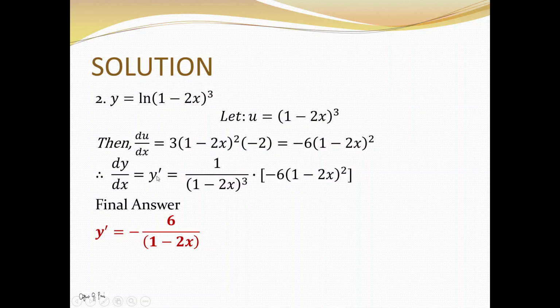So using the derivative of the logarithmic function as 1 over u, this is 1 over quantity 1 minus 2x cubed. This is our u. And then to be multiplied by the du, which is equal to negative 6 times 1 minus 2x raised to square. And then finally, we have to simplify the final answer. So we can reduce the 1 minus 2x here with the denominator as 1 minus 2x. Then our final answer is reduced as 6 over quantity 1 minus 2x.